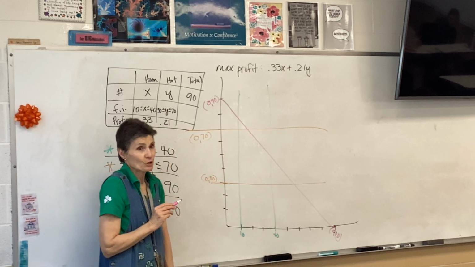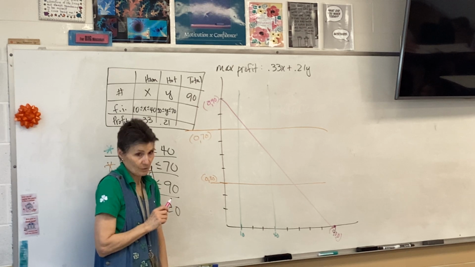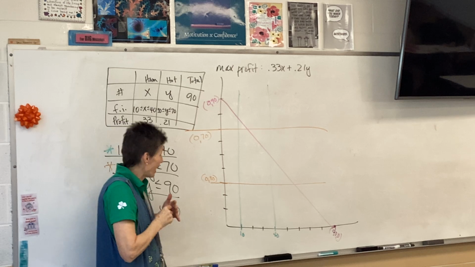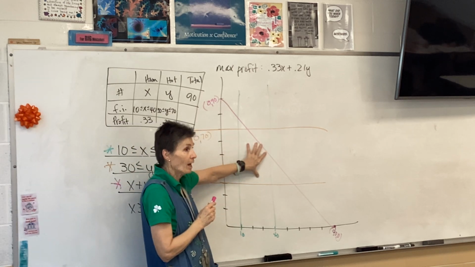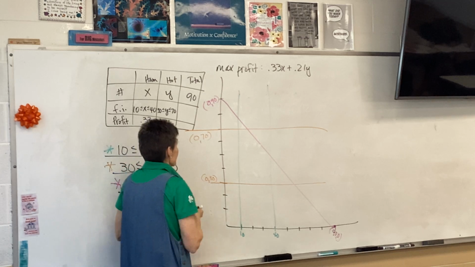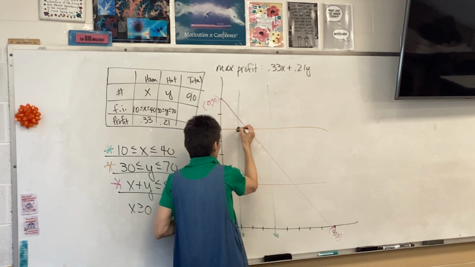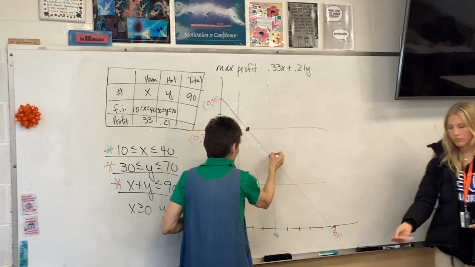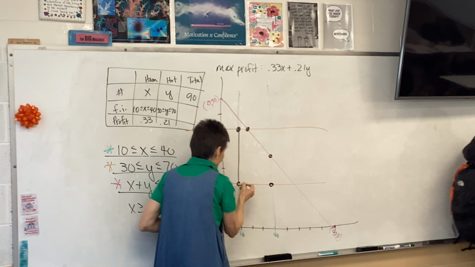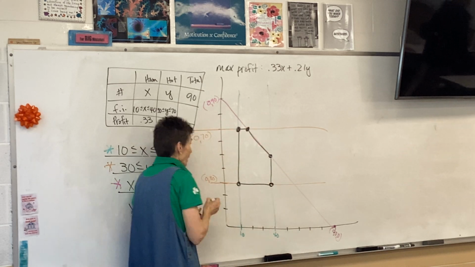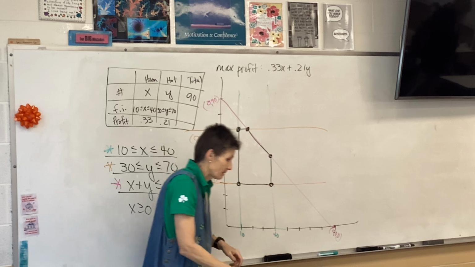And where is that shaded? Under. So remember, you're inside the box and under the pink. So inside the box and under the pink, would that make this shape right here?